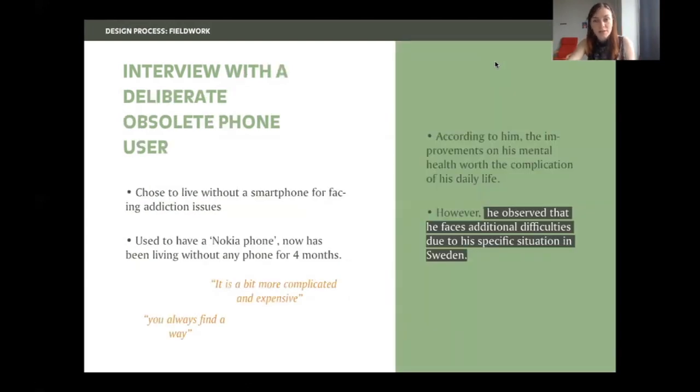Then I conducted an interview with a person who chose to live without a smartphone in Sweden. He used to live with a burner phone and what he calls a Nokia phone, and now has been living without any phone for 4 months. What he said is that, according to him, the improvements in his mental health are worth the complication in his daily life. However, he said that he faces additional difficulties due to this very specific situation in a Swedish environment.